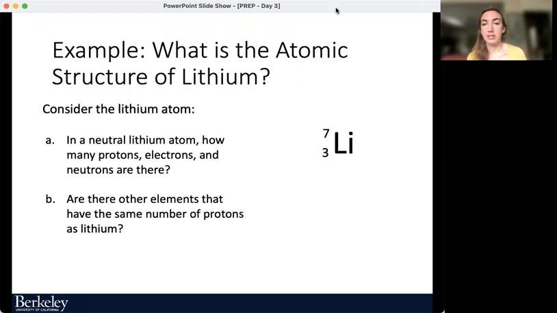So I just started the poll. Hopefully you can see it. Go ahead and answer how many protons, how many neutrons, and how many electrons do you think lithium has?